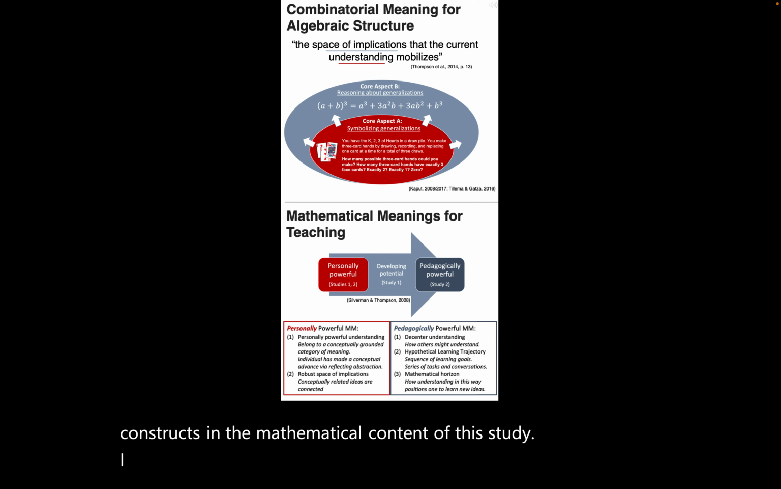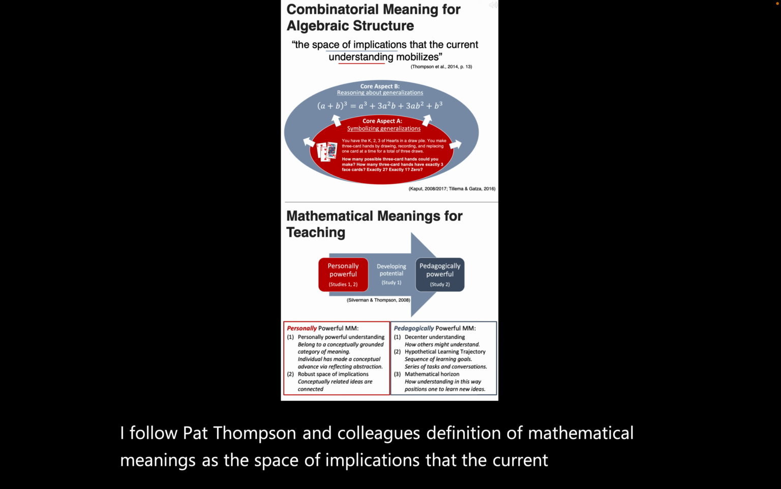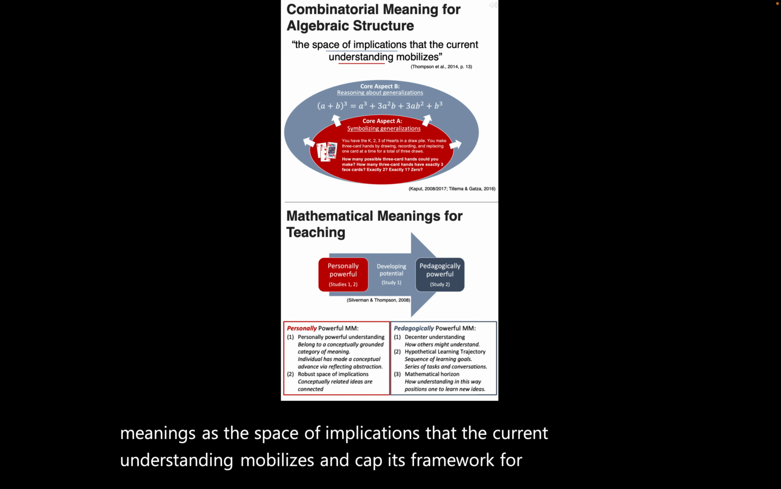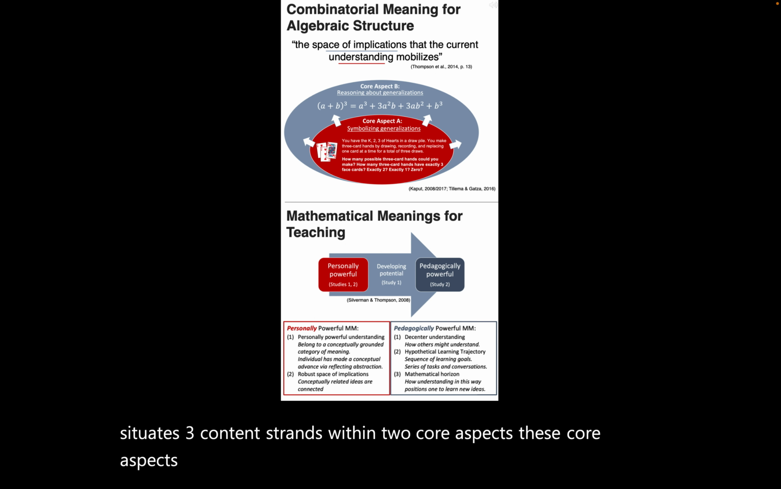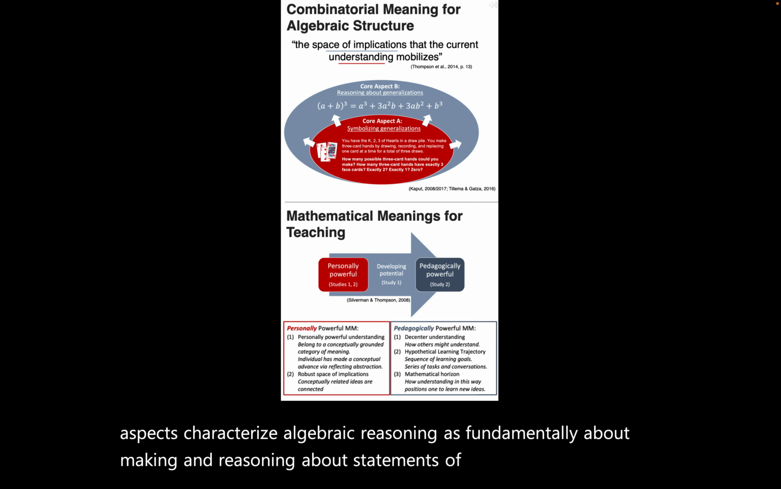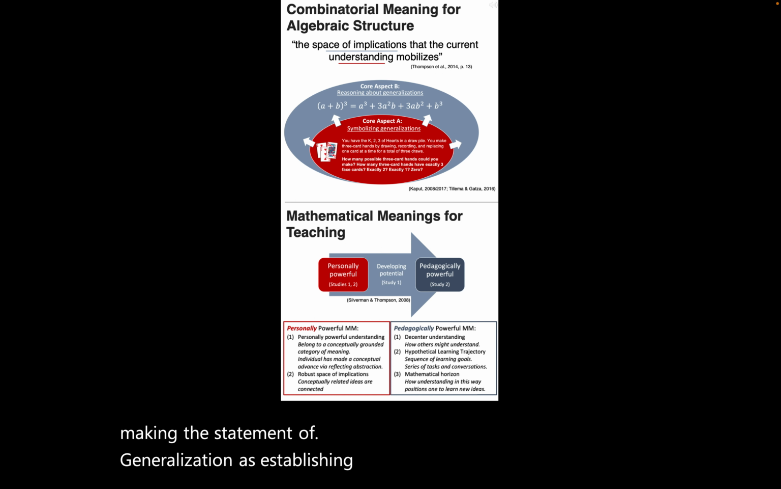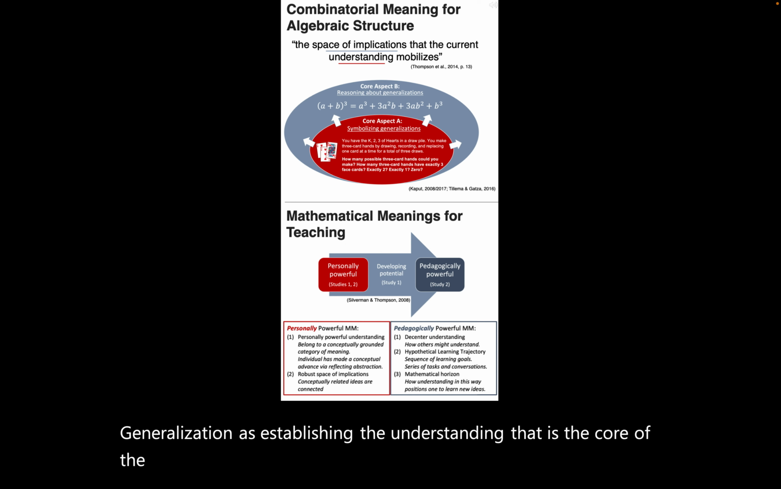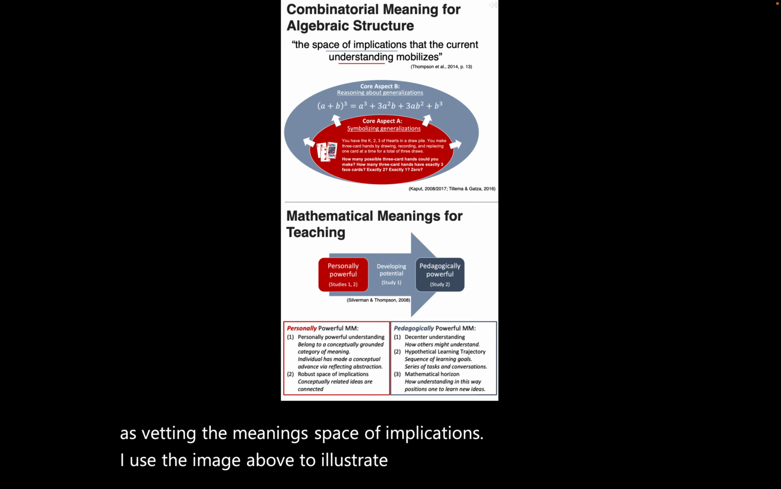I follow Pat Thompson and colleagues' definition of mathematical meanings as the space of implications that the current understanding mobilizes, and Kaput's framework for algebra, which situates three content strands within two core aspects. These core aspects characterize algebraic reasoning as fundamentally about making and reasoning about statements of generalization, in this case, the cubic identity for binomial expansion. I see core aspect A, making the statement of generalization, as establishing the understanding that is the core of the meaning, and core aspect B, reasoning about the generalization, as vetting the meaning's space of implications. I use the image above to illustrate the integration of these frameworks.